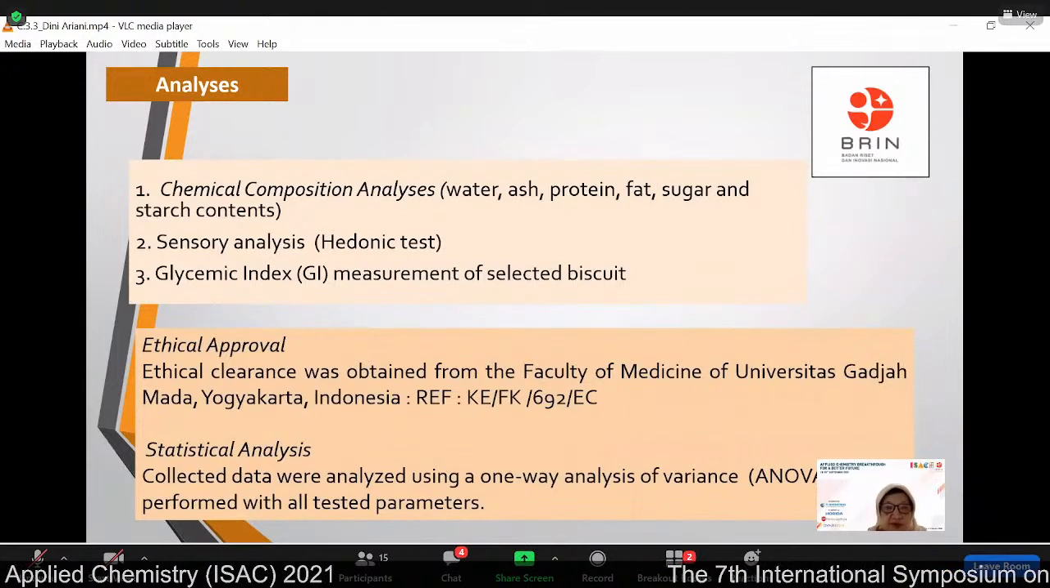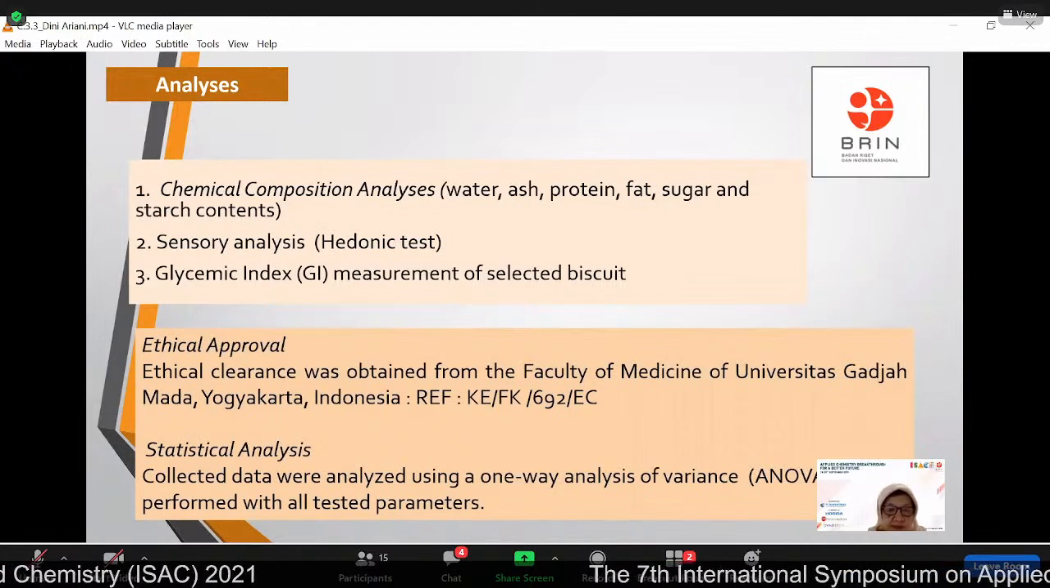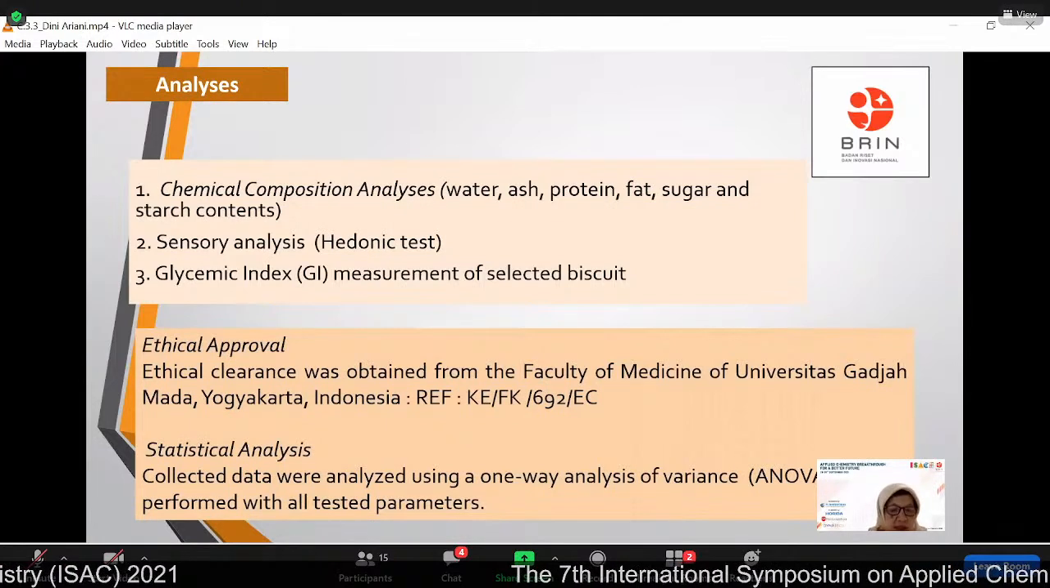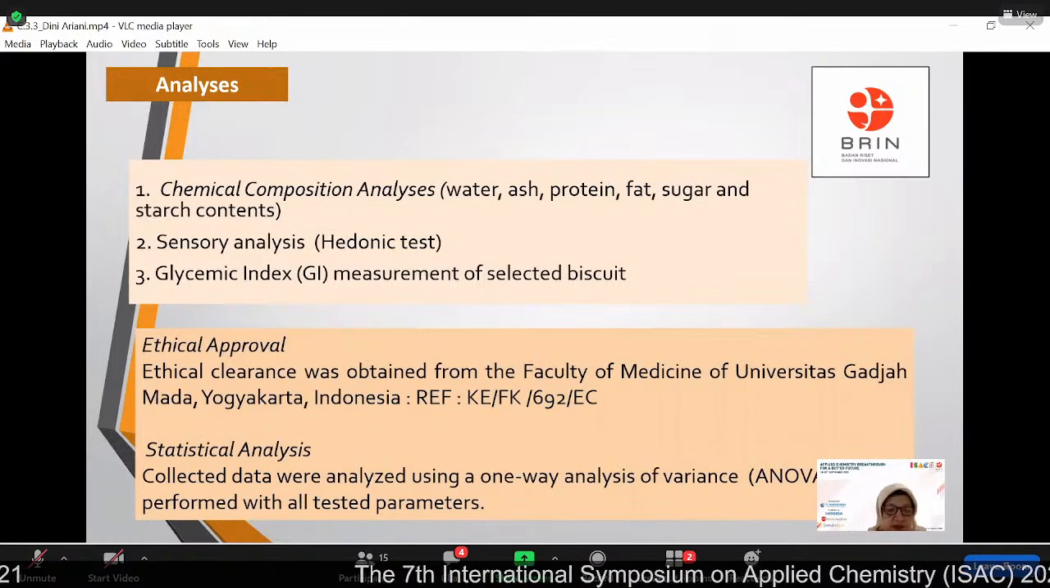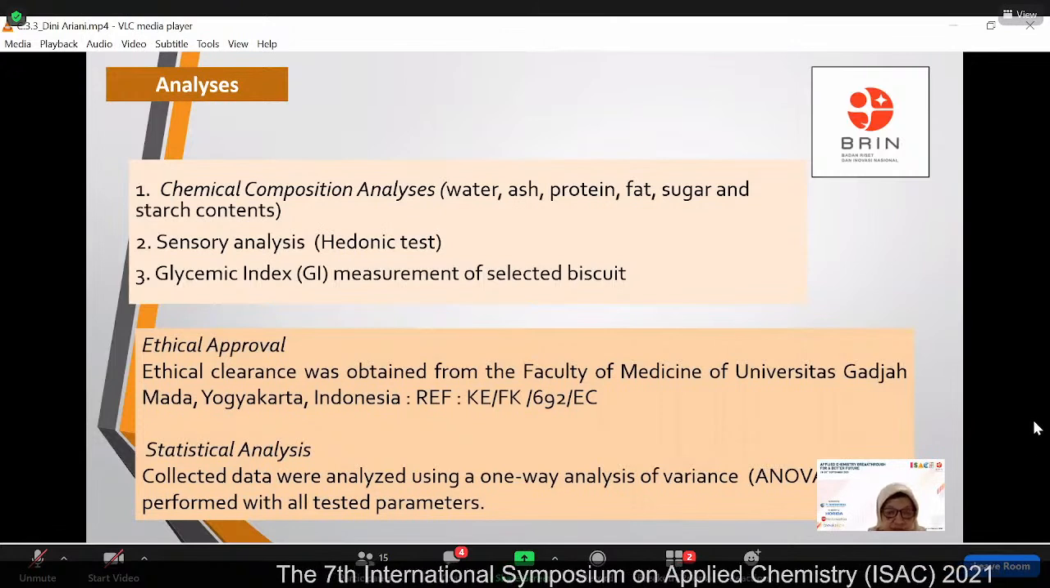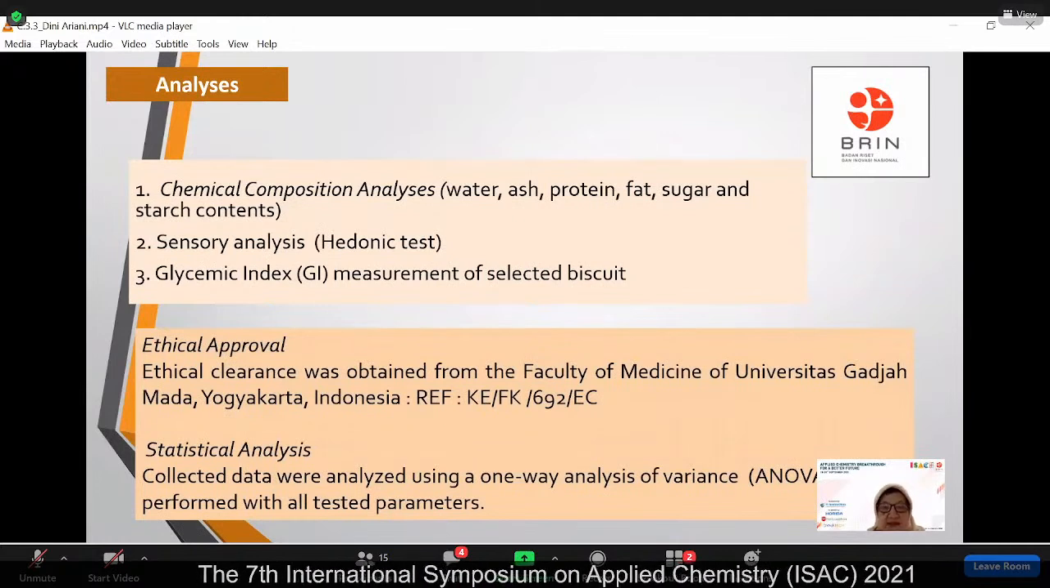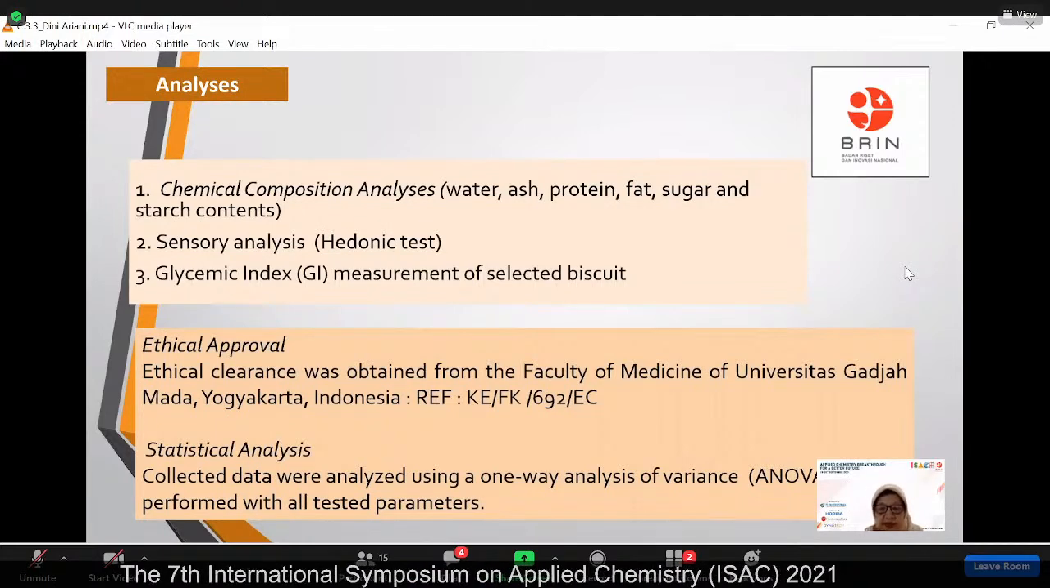After we chose the best biscuit, we then did a glycemic index (GI) measurement of the selected biscuit. Before the study proceeded, ethical clearance was obtained from the Faculty of Medicine, Gadjah Mada University, Yogyakarta. We analyzed the data using one-way ANOVA performed with all tested parameters.